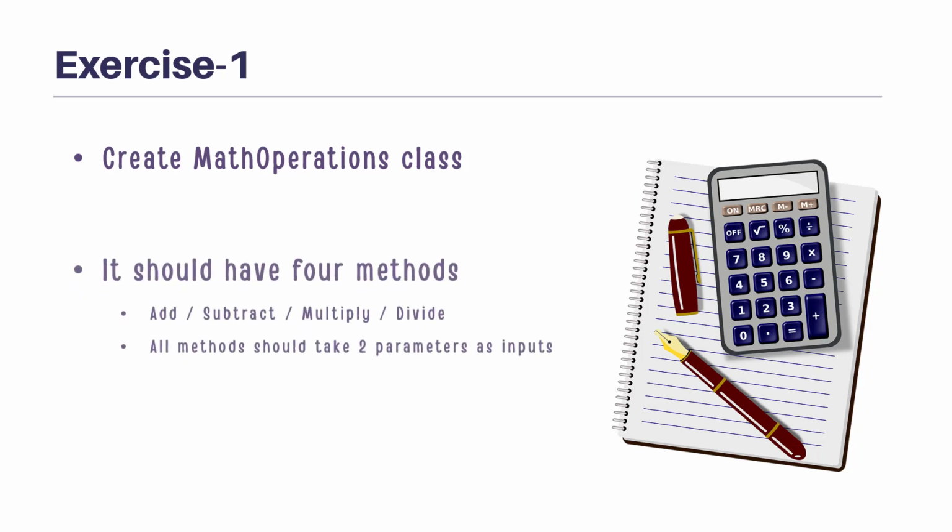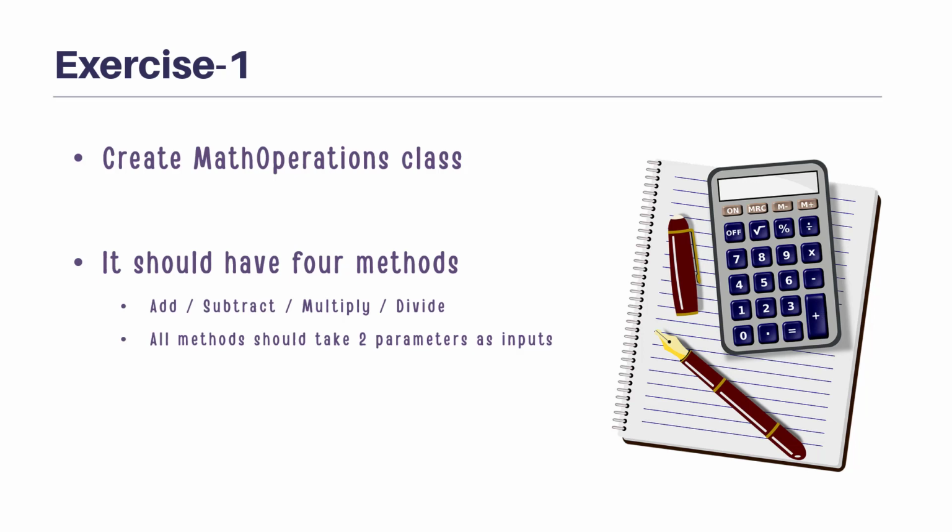As the name suggests, this section shows some exercises, some assignments that you can try on your own. The first exercise is you can create the class MathOperations, which contains 4 different methods. Add for adding 2 numbers, subtract for subtracting 1 number from the other, multiply for multiplying 2 numbers, and divide for dividing 2 numbers. So each method should take 2 parameters as input, and these 4 methods should return the outcome of the arithmetic operation.